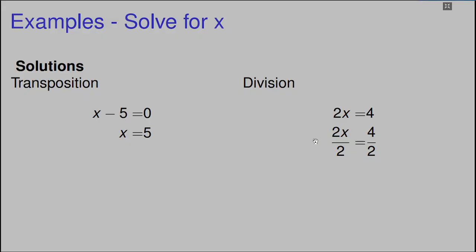Then you have 2x divided by 2, and on the right hand side you have 4 over 2. Then on the left hand side, 2 cancels out or simplifies 2, and then you're left with x. On the right hand side, you have 4 divided by 2, which you can simplify into 2. Then again, we have successfully solved for x.